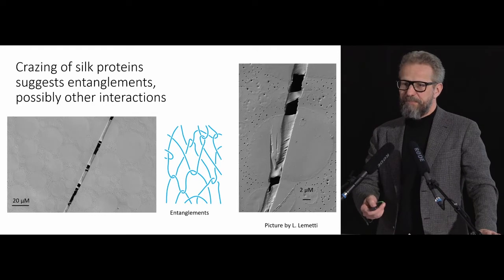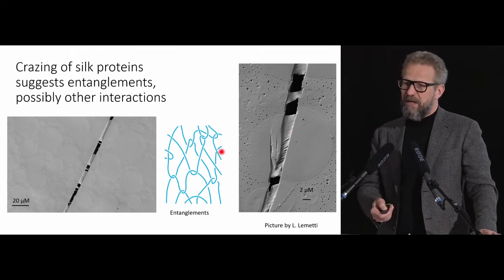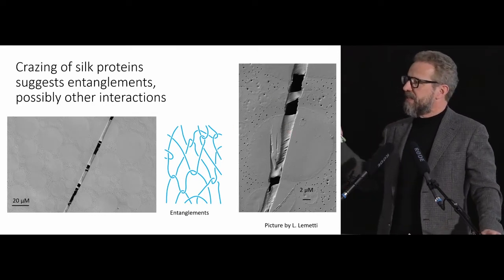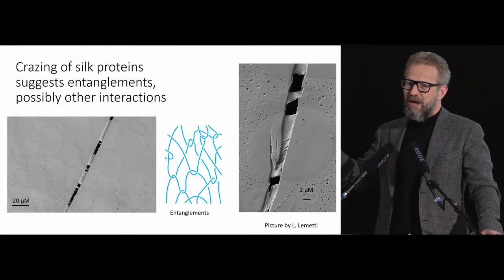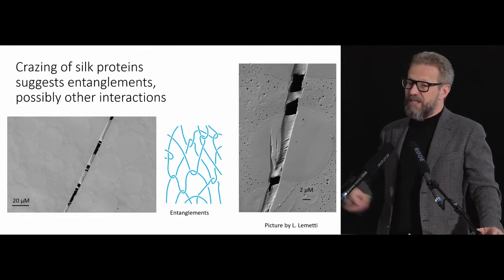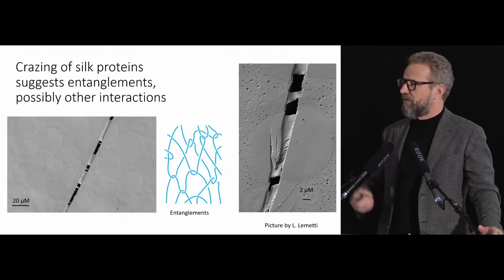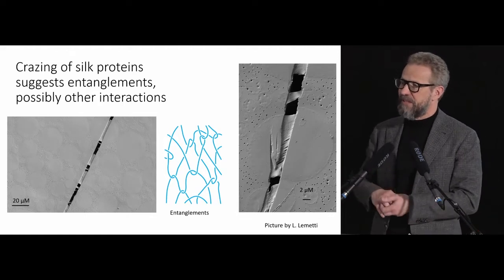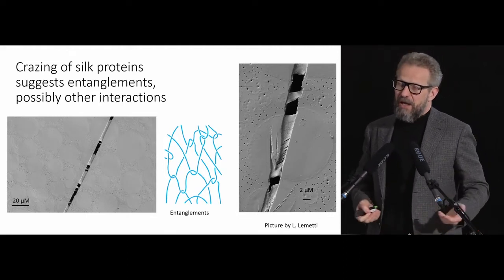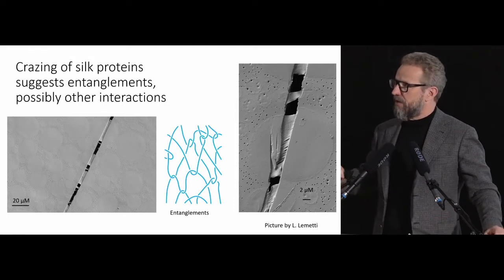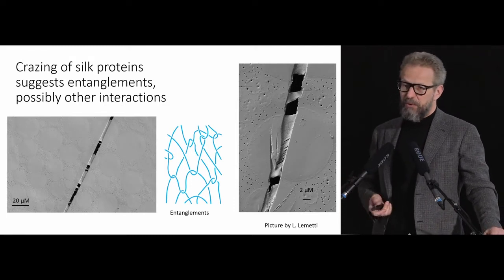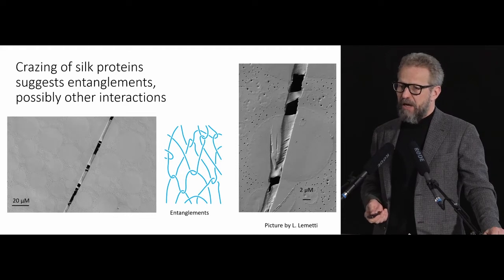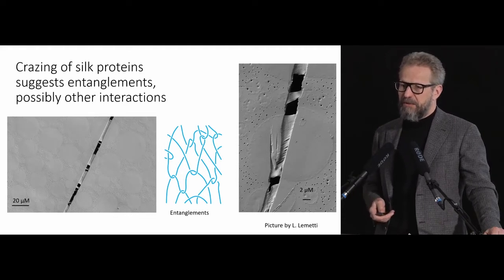Okay, so in the polymer field, usually this means that the polymer chains are entangled. So there's a figure for you to imagine how these would be sticking together. Possibly other interactions too, interactions between the polymers that might be doing that. Yeah, I'll come to that in the next slide.